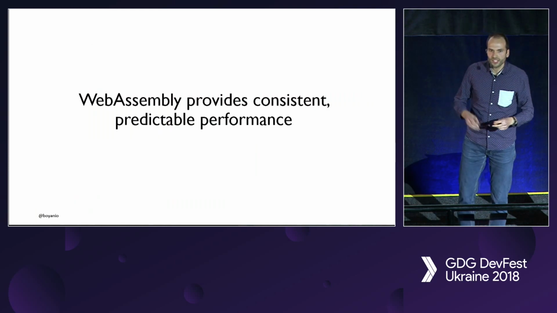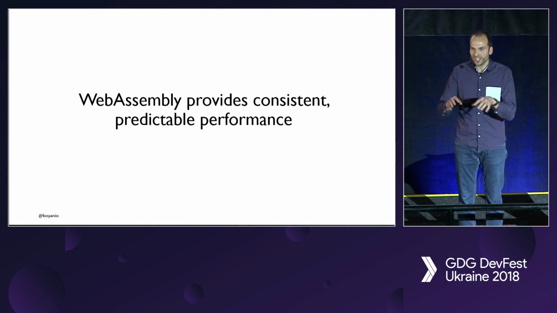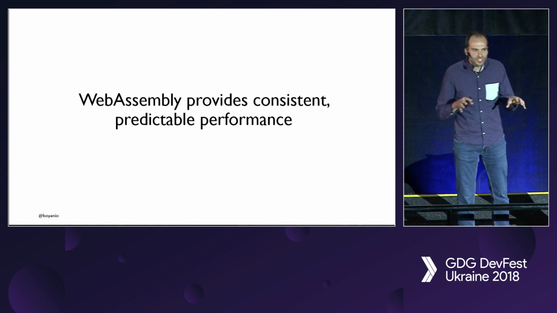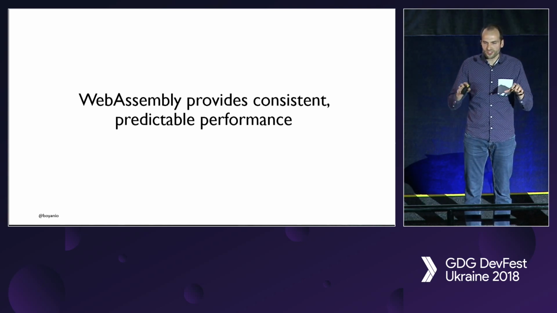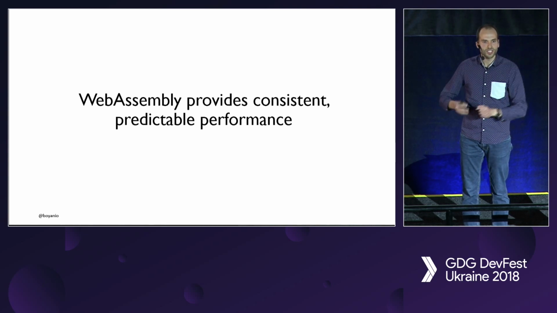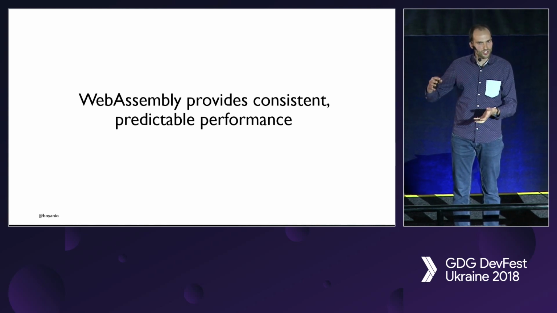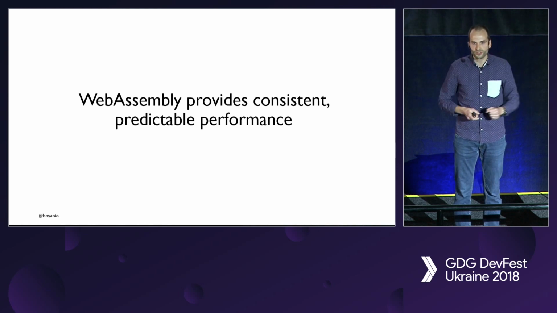WebAssembly is a standard. Today, if you have an application written in JavaScript, you can't really reason about how fast it's going to perform, because different virtual machines apply different types of optimization. You don't have a standard way. With WebAssembly, this will be different. You have a standard implementation, and you could really reason about how your application would perform under different conditions much better.